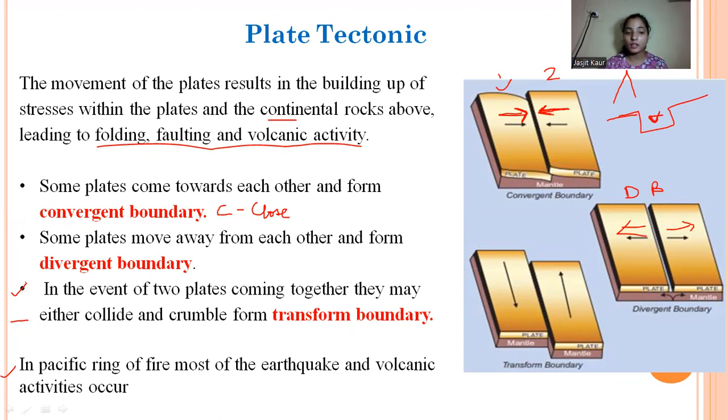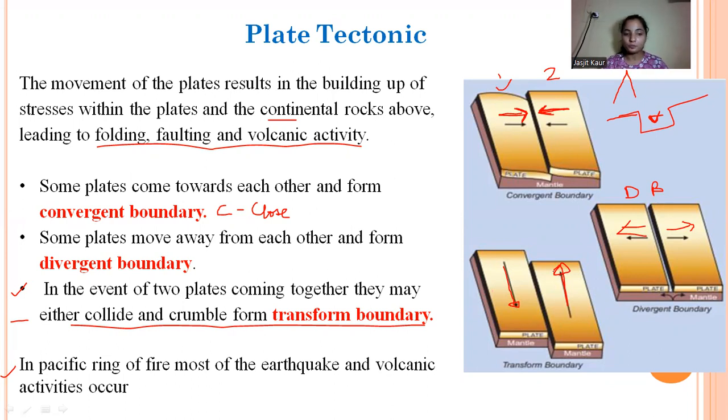So in the event of two plates coming together, they may either collide and crumble, and make a transform boundary. So transform boundary means, when the plates move parallel to each other in this way, they collide with each other or they crumble with each other. So this type of movement is known as transform boundary.